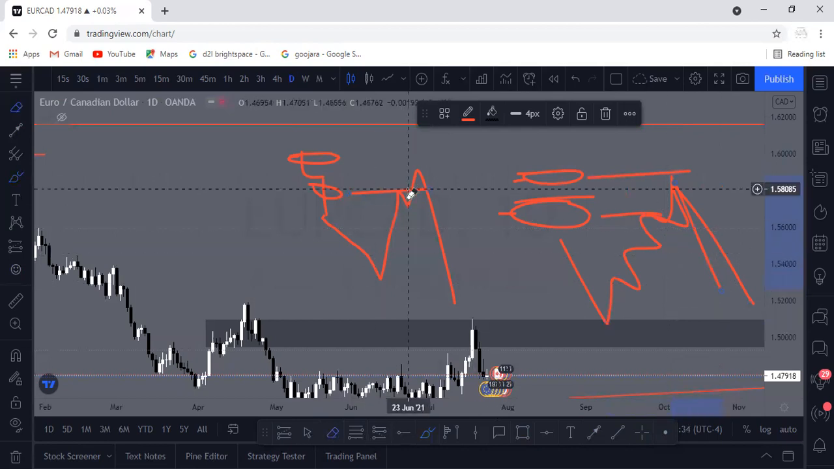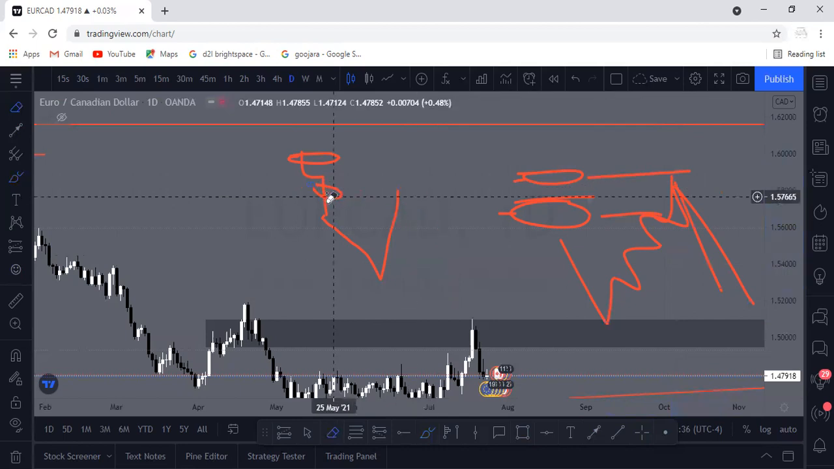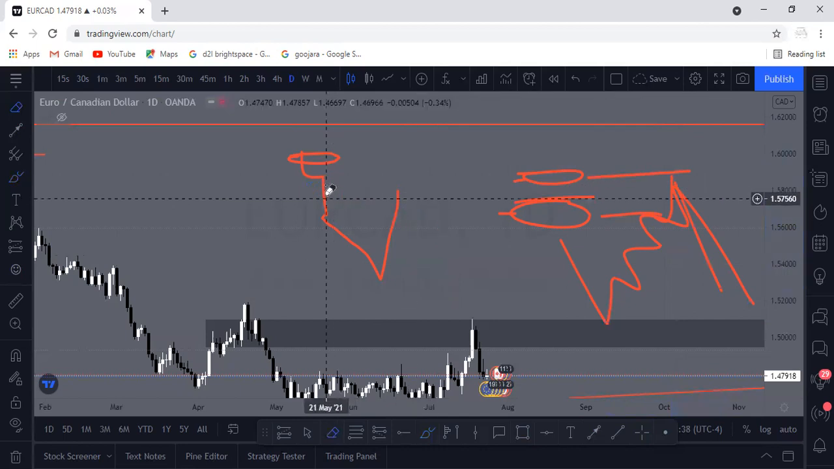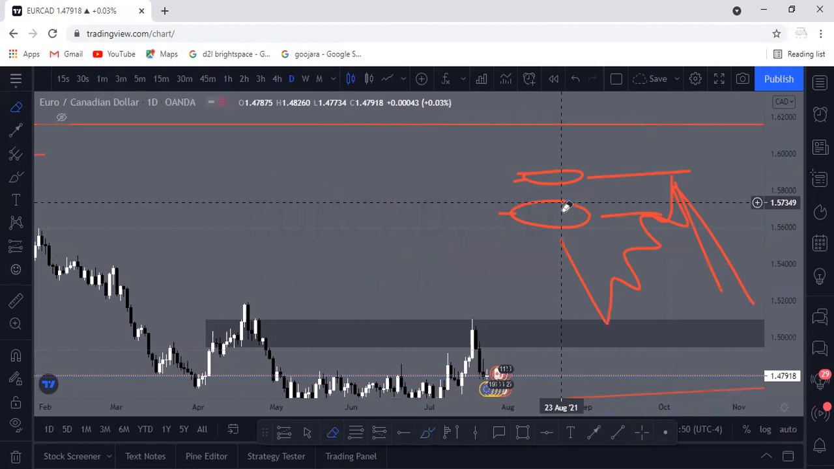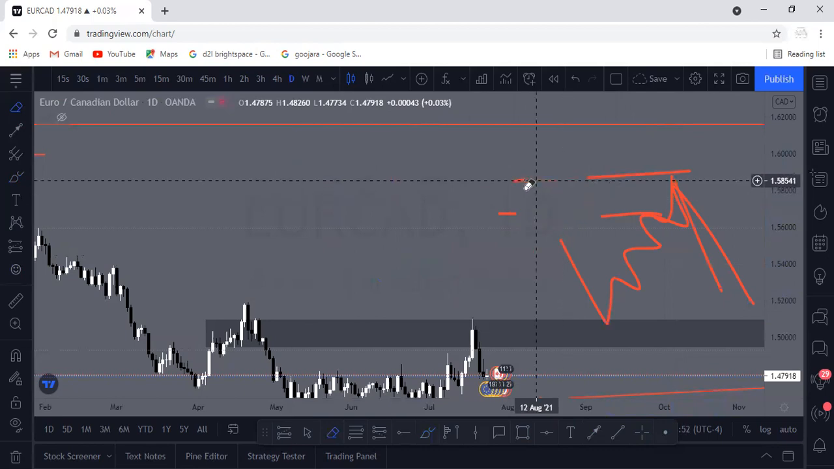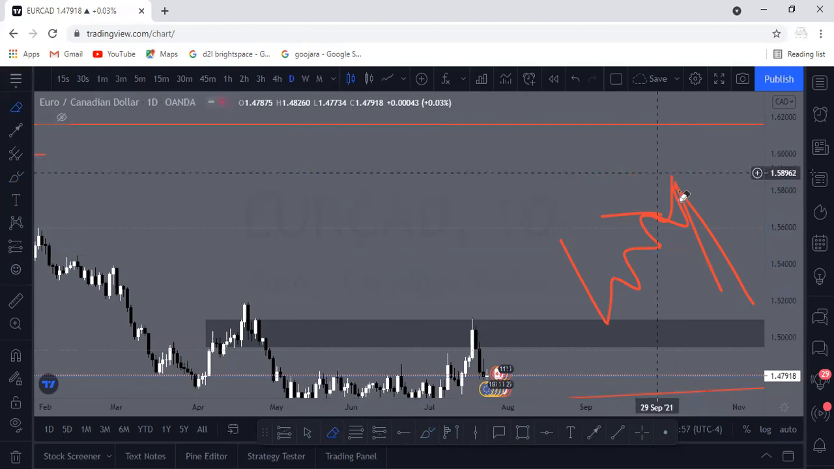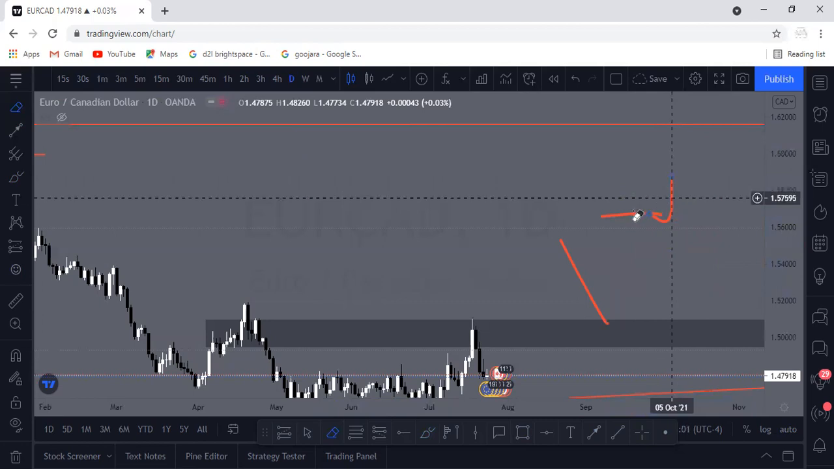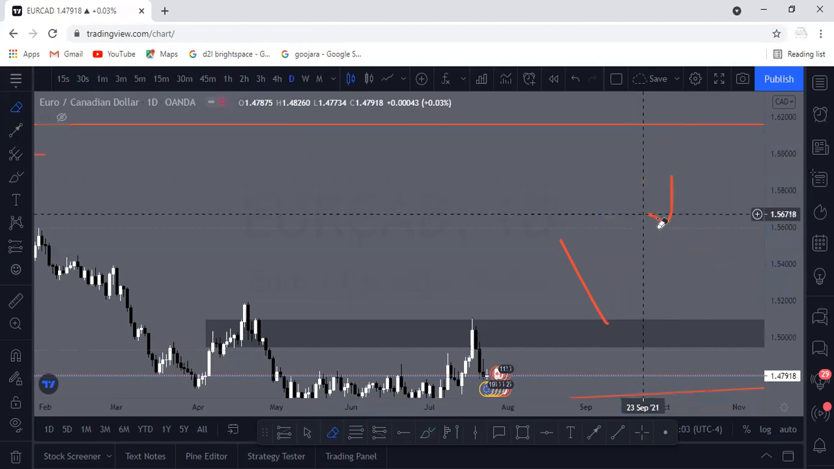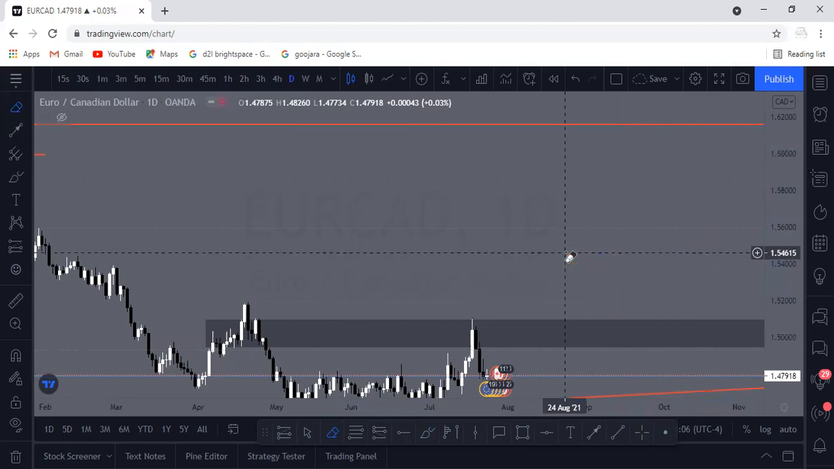So I'm going to be showing you an example of what I'm talking about here. So these are all the things that must be taken care of in order for you to become a successful smart money trader. You must not violate even one rule. You must respect all the rules that need to be respected for you to become a successful smart money trader.